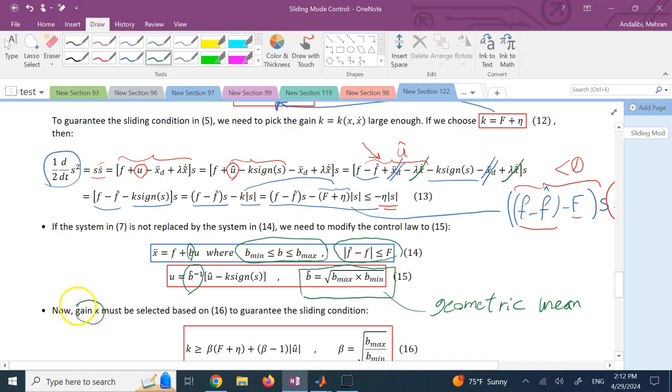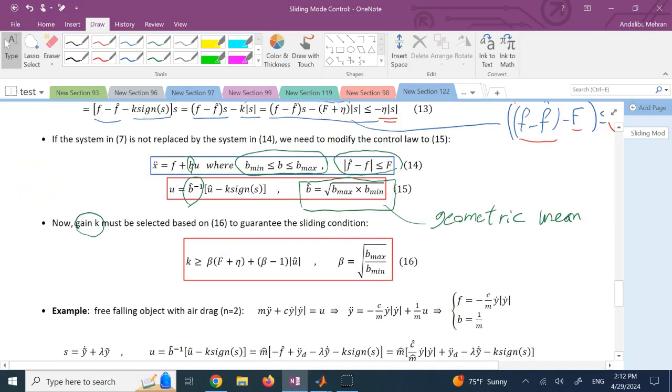And what would you pick for k? Is k still F plus eta? No, this time k is a little bit more complicated. The thing that you pick for k is bigger than or equal to, so the minimum of it is when it's equal, beta times what? F plus eta. Remember last time it was just this inner parenthesis term. Now you have to multiply it by beta, which is the square root of b max over b min, plus beta minus 1 times the magnitude of u hat.